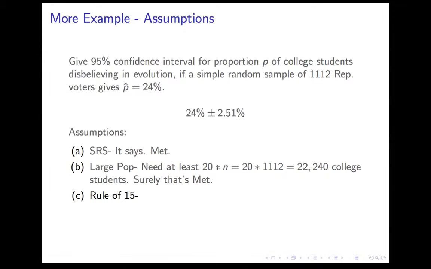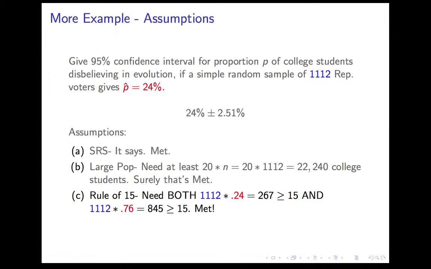And the rule of 15, remember you use p hat, so it's n times p hat, which is 1,012 times 0.24, which is 267. That's certainly more than 15. We also need 1,012 times 1 minus p hat, or 0.76, which is 845. That's more than 15. So all assumptions are met.